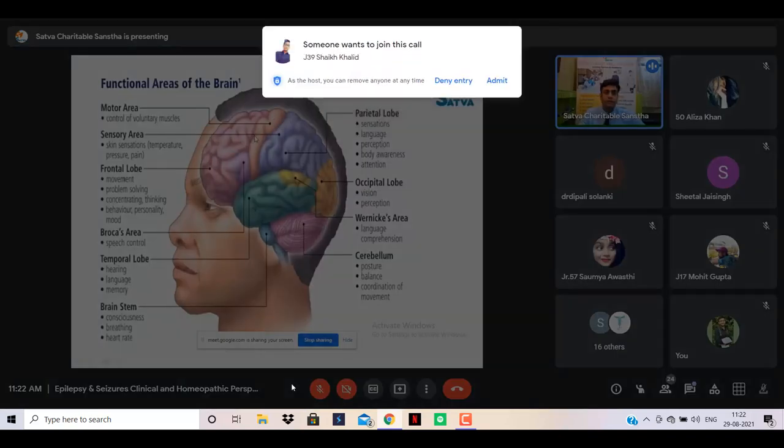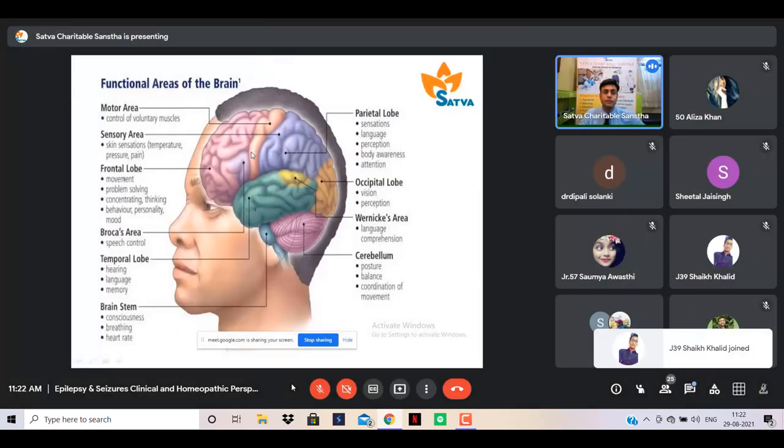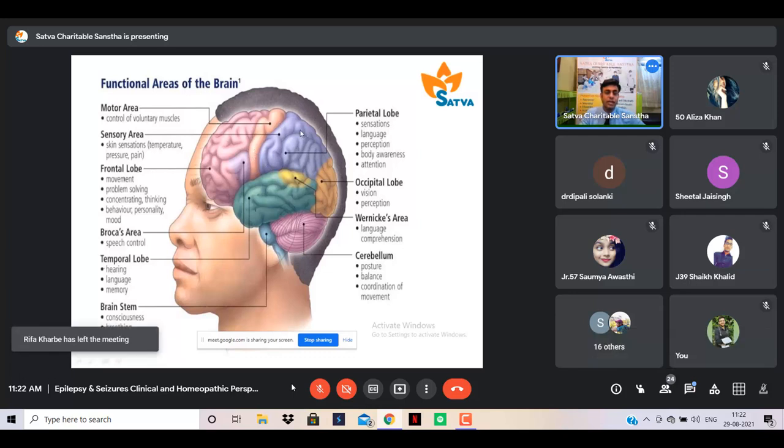Then behind that, we have a motor area which is responsible for the control of the voluntary muscles. Just posterior to that, we have a sensory area which is related to various sensations, especially the primary sensations of touch, pressure, pain, and temperature. Just posterior to the sensory area is the parietal lobe. The entire lobe is responsible primarily for sensations, language, and perception, like two-point discrimination, and for body awareness, the sensory awareness of the body, the position, the way we are lying, the way we are sitting, and attention.